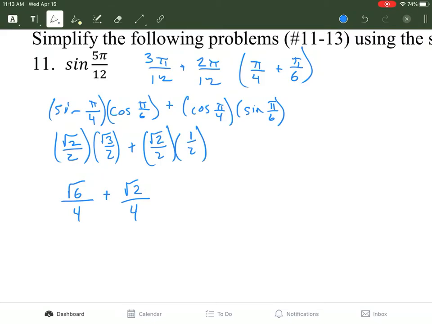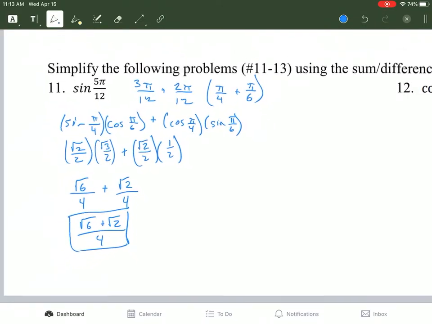Now we have two fractions with a common denominator of 4. We can add them together. So we have root 6 plus root 2 over 4. Okay, on the test, please make sure you show your work just like I have. This is what I would expect you guys to be able to do for the test tomorrow.